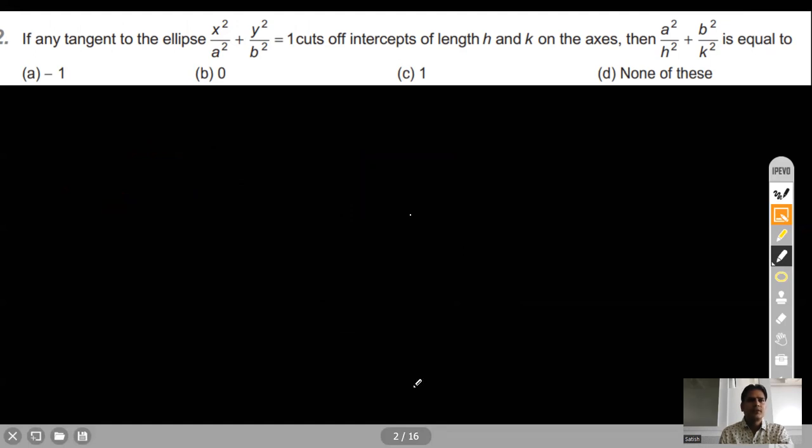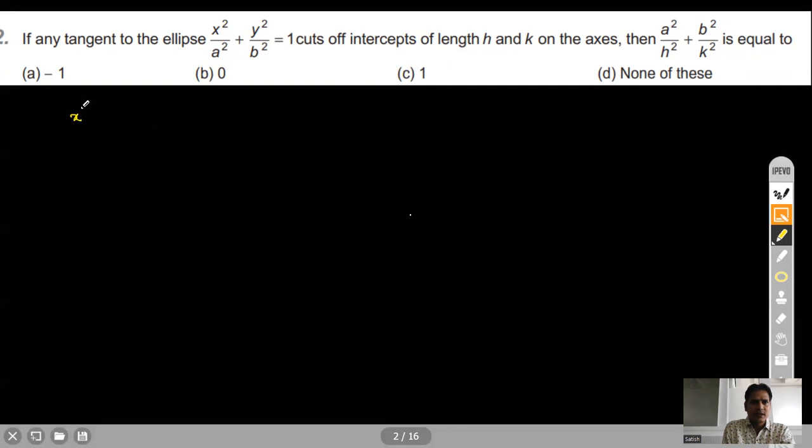It is given if any tangent to the ellipse. So ellipse is our standard ellipse, x square by a square plus y square by b square equal to 1, cuts off intercept of length h and k on the axis. Then a square upon h square plus b square upon k square is equal to. Okay. So basically we have to write the equation of tangent to the given ellipse. Okay, so let us write.